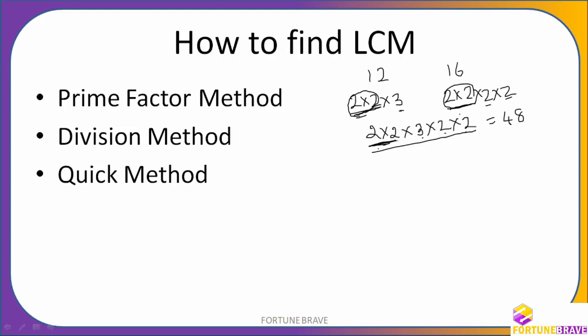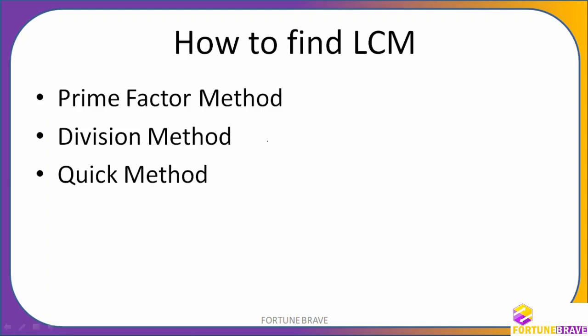Common ones we'll take only once, and uncommon ones we are going to multiply one more time. So that is the prime factor method, my dear friend. Now we are going to go for the next method, which is called the division method. Again, the division method will be the same as what we did. So we'll take 12 and 16.